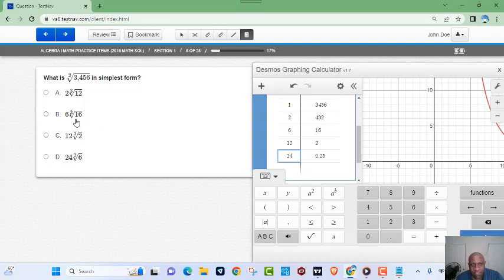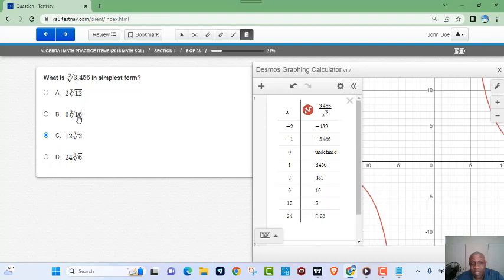So both the 6 cube root 16 and the 12 cube root 2 seem to match. But how can we know which one is which? Well, simplest form. This cube root 16 is not in its simplest form, but cube root 2 is. And your answer is C, because the cube root of 16 can be simplified even further. This can't. So C is your answer. All right, let's take a look at the next question.